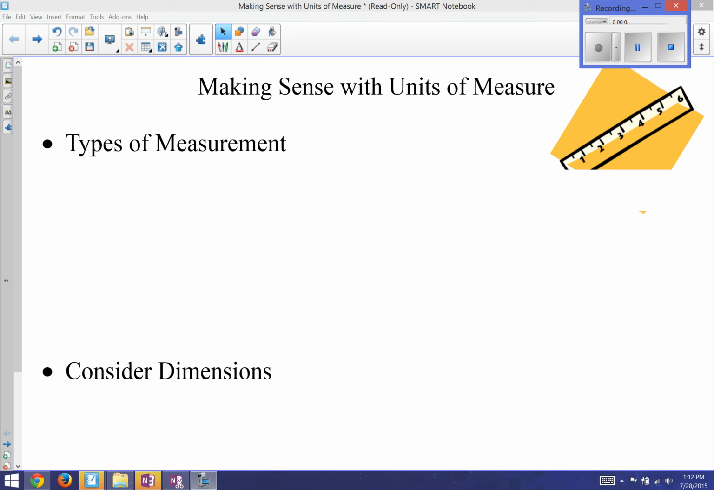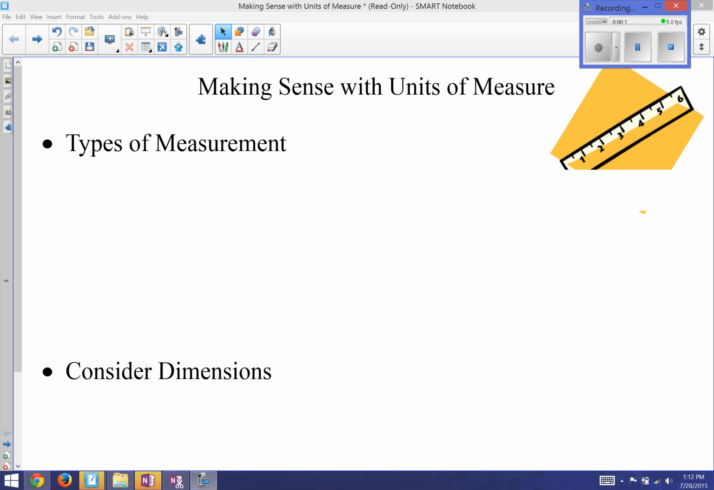In this video, we will discuss the relationship between measurements and the appropriate units used to take those measurements. We will also introduce some simple conversions within the metric system. So really quick, let's talk about some types of measurements.